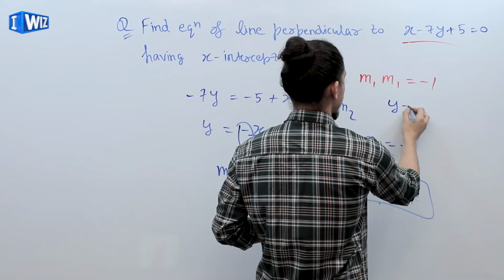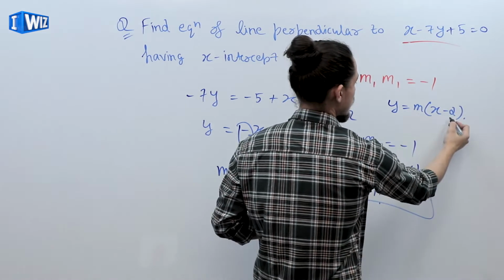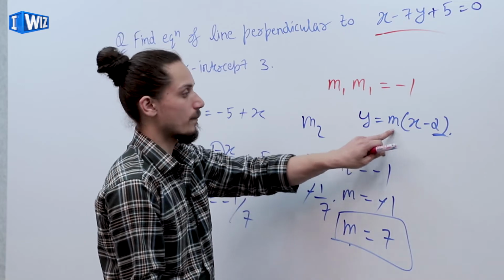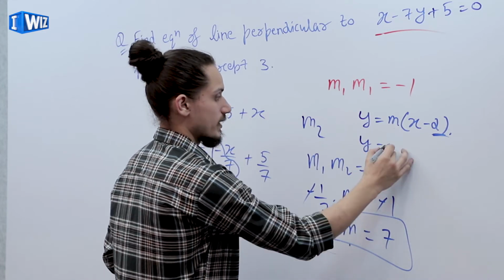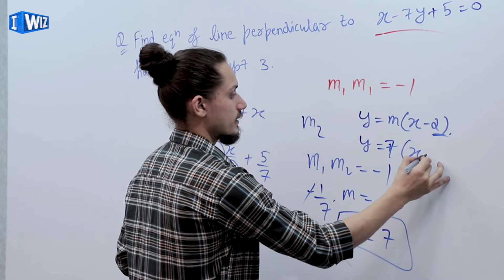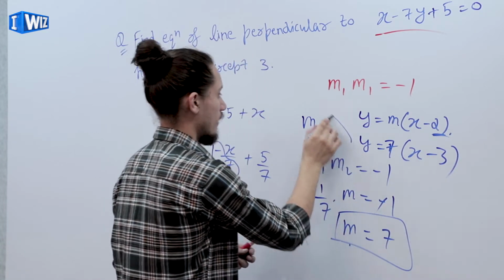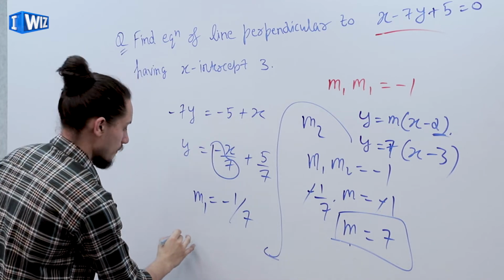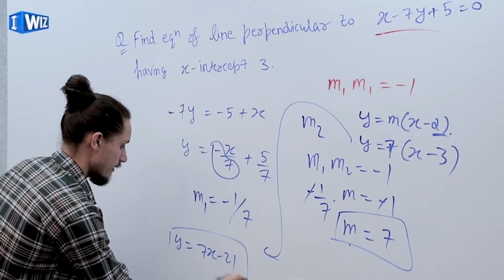We know y is equal to m(x minus d). This is x intercept, तो इसमें हम m और x इंटरसेप्ट की वैल्यू पुट कर देते हैं. We get y is equal to m is equal to 7, x into d की वैल्यू हमारे पास 3. So the equation of line for this case becomes y is equal to 7x minus 21, and hence the result.